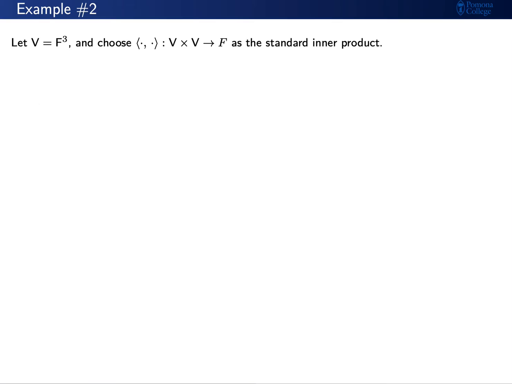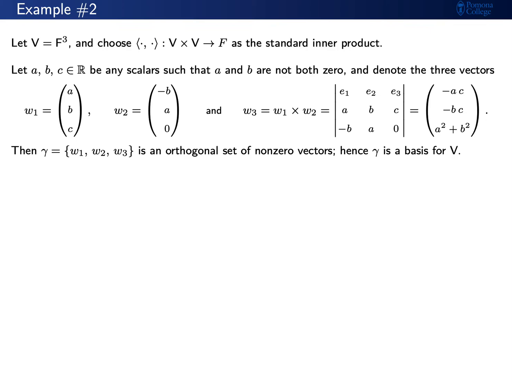Let's consider another example. Say that V is F3, and again, we'll let our angle bracket be the standard inner product. Given any three real numbers A, B, and C, where A and B are not both 0, let's construct three new vectors W1, W2, and W3. The W3 here we've expressed in terms of the cross product. If you don't know what this is, don't worry. We're going to come back and discuss the cross product in more detail as the course goes on.